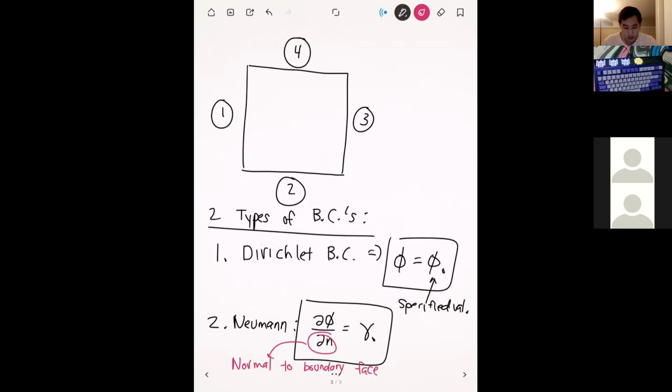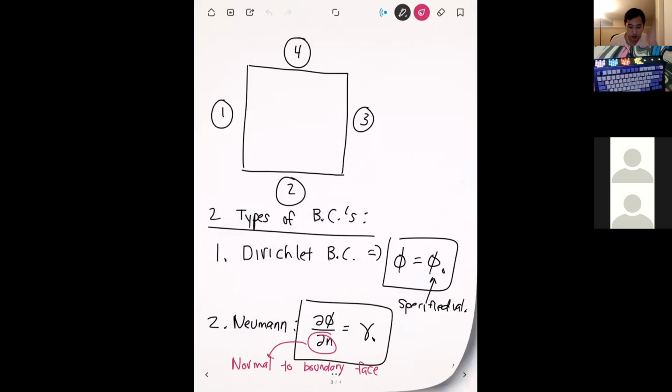Any questions on this so far? To mean normal to the boundary face. Yeah, normal to the boundary face. Let's do an example of the Dirichlet first, and then I'll show you how to do the Neumann one.